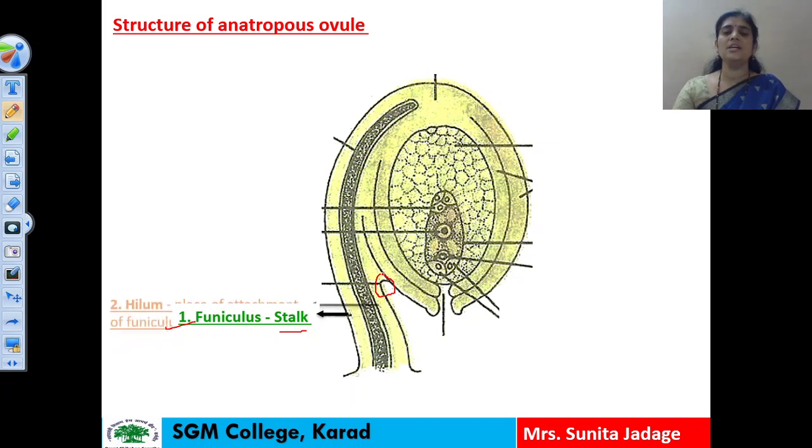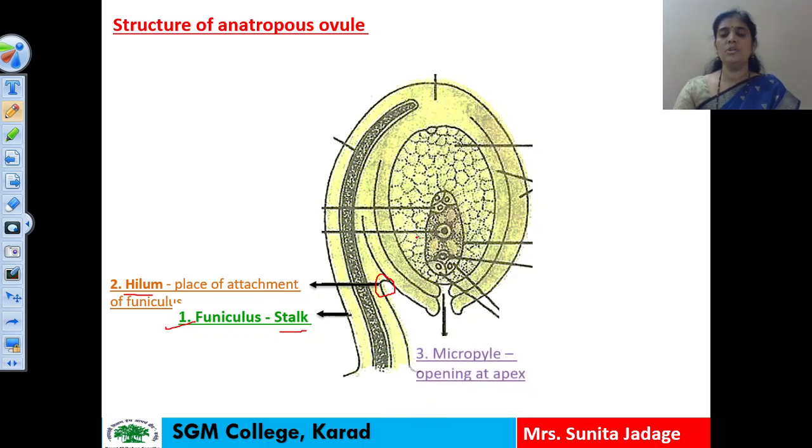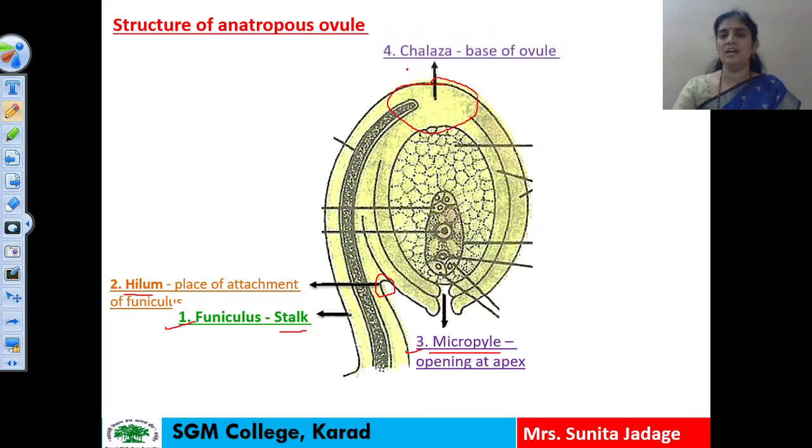This region is the second part of the ovule, known as the hilum. With the help of the hilum, the funiculus gets attached to the ovule. Now the third part of this ovule is the opening present in the downward direction, known as the micropyle. Next, the base of the ovule is known as the chalaza. This is the fourth part of the ovule.